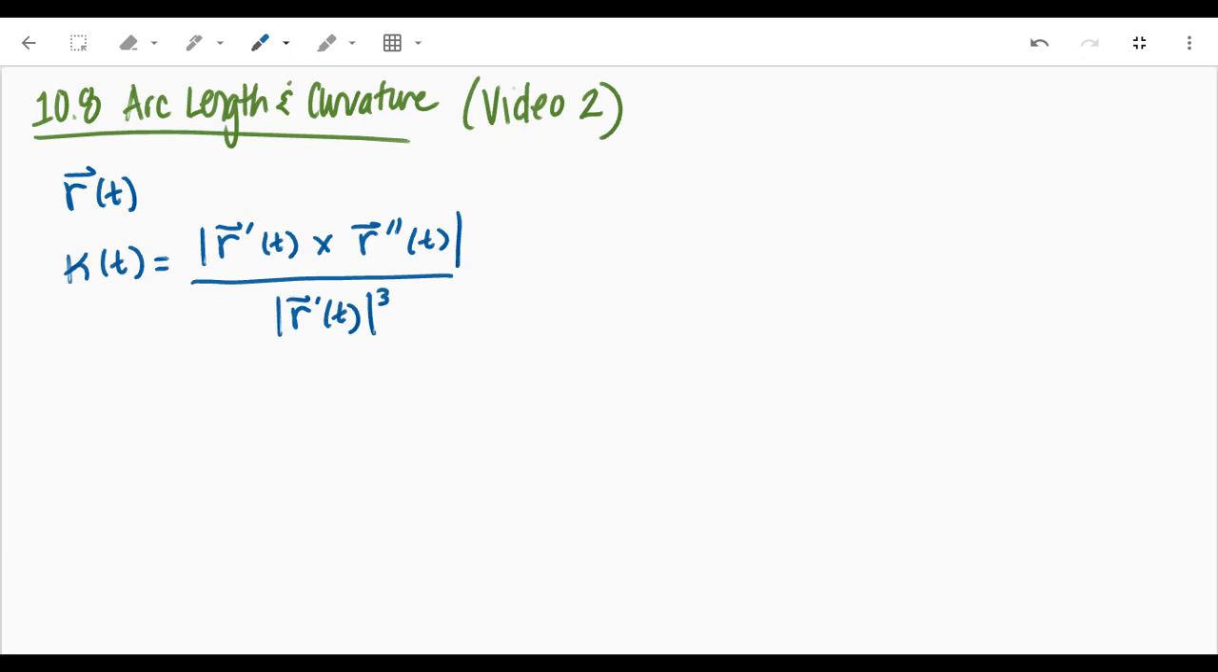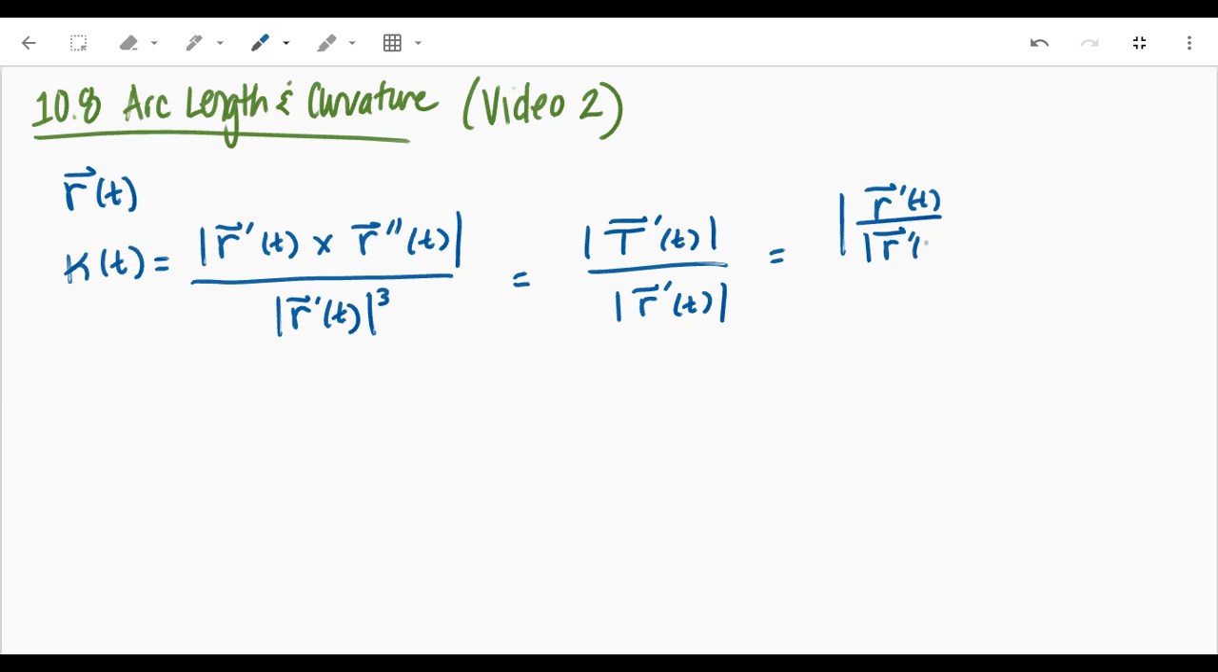the magnitude of r prime of t cubed. Okay, and again, this is going to be the same as the magnitude of the unit normal vector derivative over r prime of t. Okay, and that's the same as the magnitude of T prime of t over the magnitude of r prime of t. What a mess, huh?